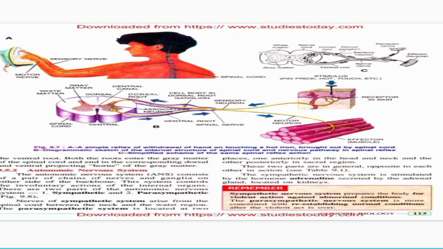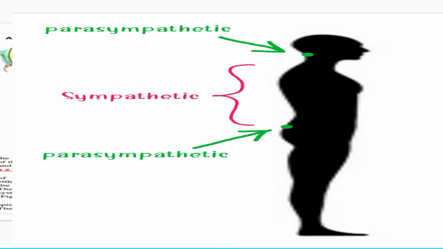We will learn about that. And the parasympathetic system is located only at two positions. One is anteriorly in the head and the neck, and the other posteriorly in the sacral region. That means above the neck in the head region and below the waist in the hip region. Over there the parasympathetic system is located. So sympathetic is located between the neck and the waist. Above the neck and below the waist it is parasympathetic. Easy to remember this way.